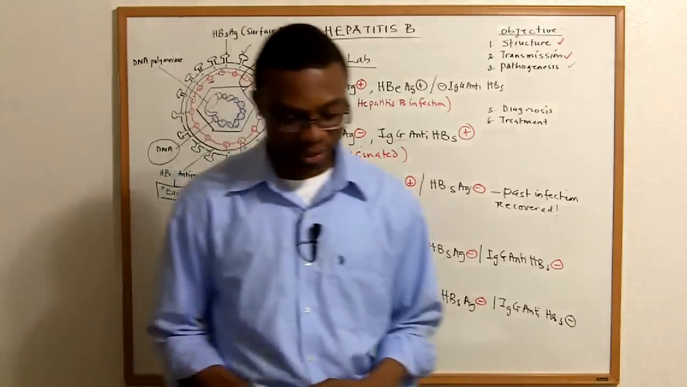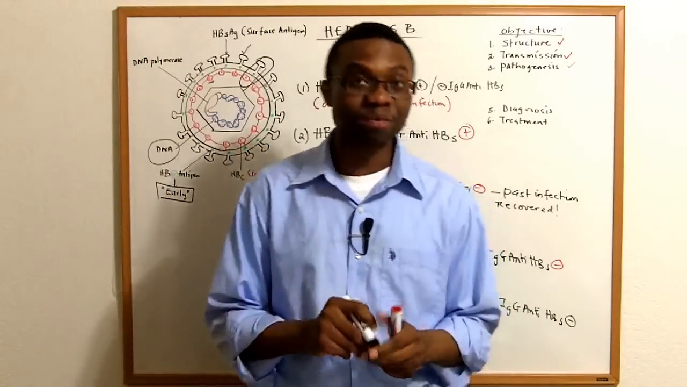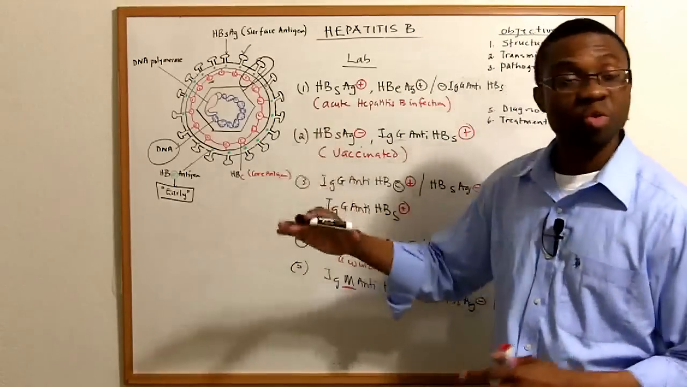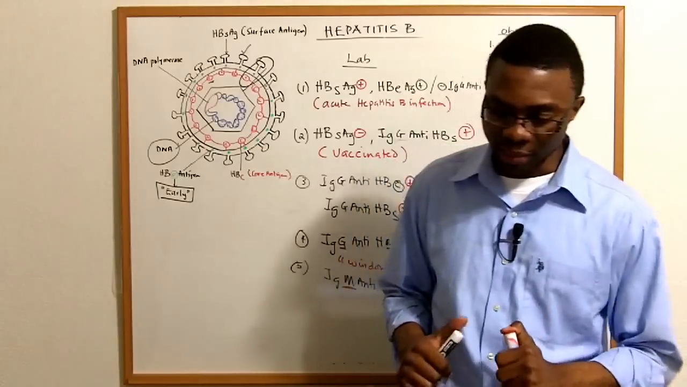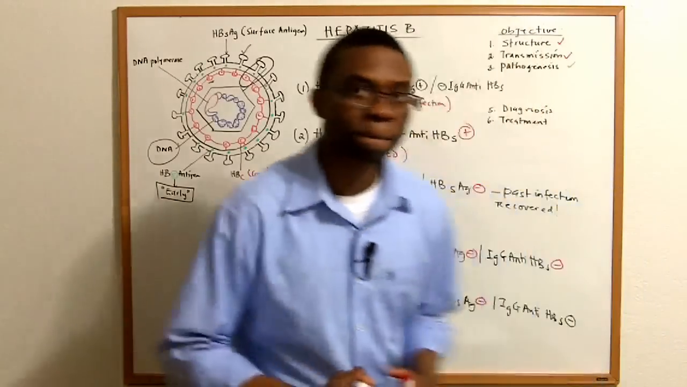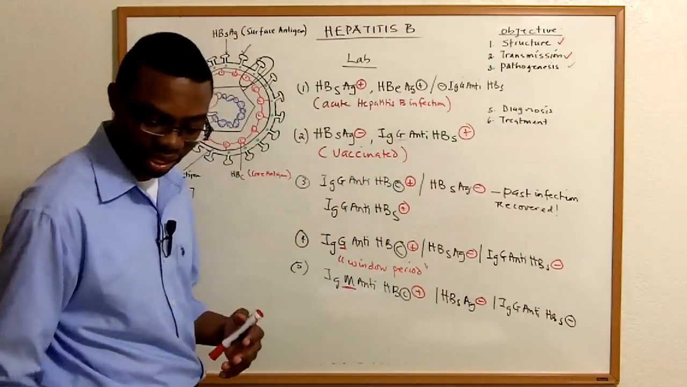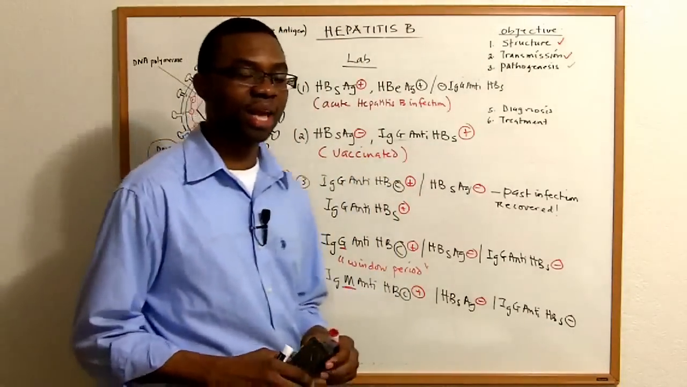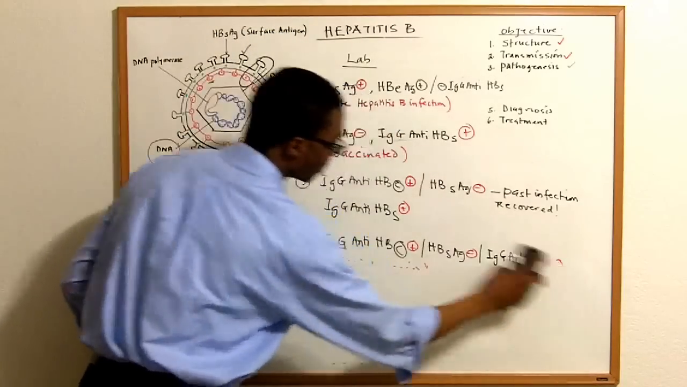Okay? Now, remember, 95% of patients that get infected will clear the virus. But that 5% is what we're worried about. Now, we said the 5% are going to move on 6 months later to have a chronic hepatitis B infection. Let's take a look at their graph, graphically, what this looks like.